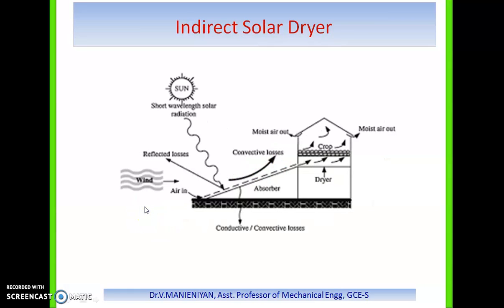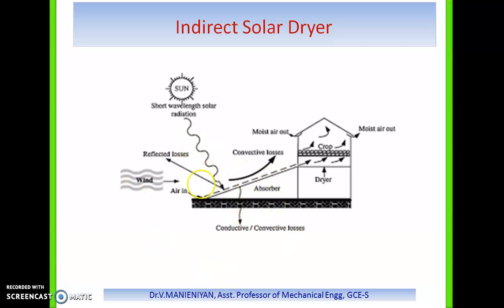So next one is the indirect drying system. This is the arrangement as shown in the figures. In this system the crops are not directly exposed to the solar radiation, to minimize the discoloration and the cracking of the surface of the crop. A separate unit, that is a solar air heater, is used for heating the air, and the hot air is passed into the drying chamber.